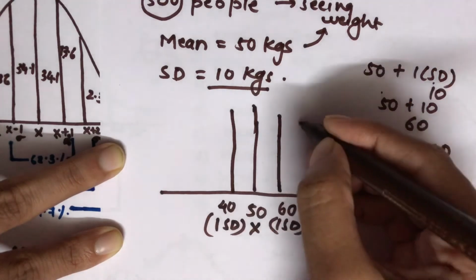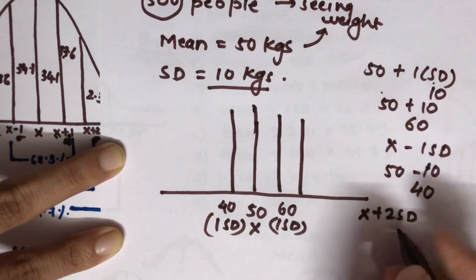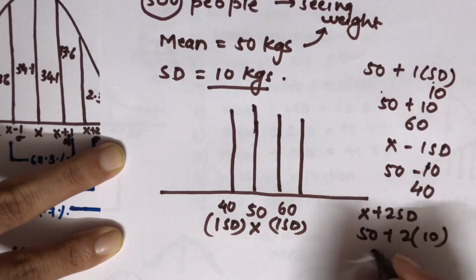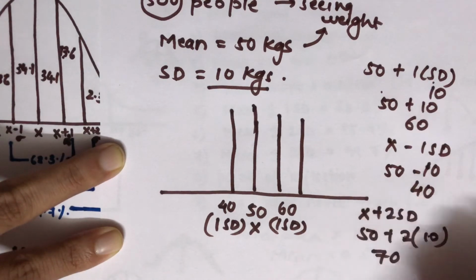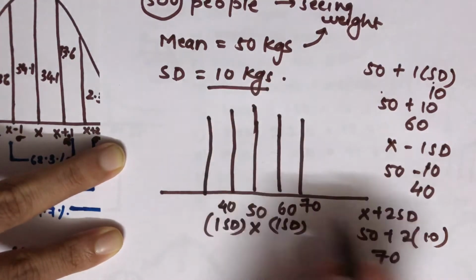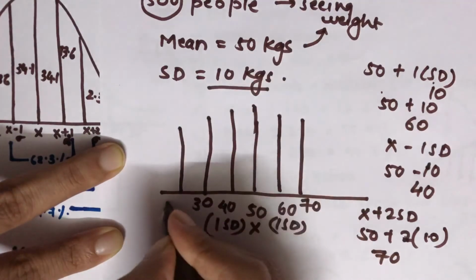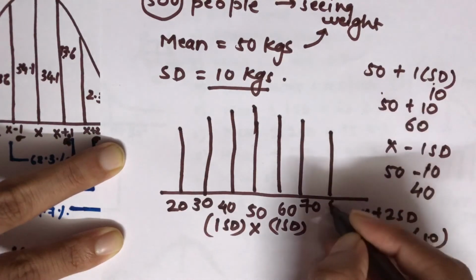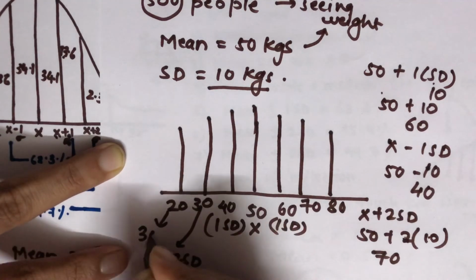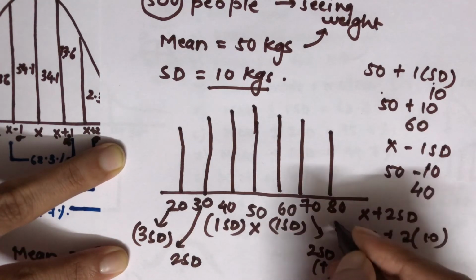Now the next is over here, it is 2 SD, so it is mean plus 2 SD. Mean is 50 plus 2 into 10, 2 into 10 is 20, so that comes out to be 70. The next line is 70, and over here you're minusing 20, so it will be 30. Like this, over here again it will be 20, and over here it will be 80. So this is your 2 SD, and this is your 3 SD.